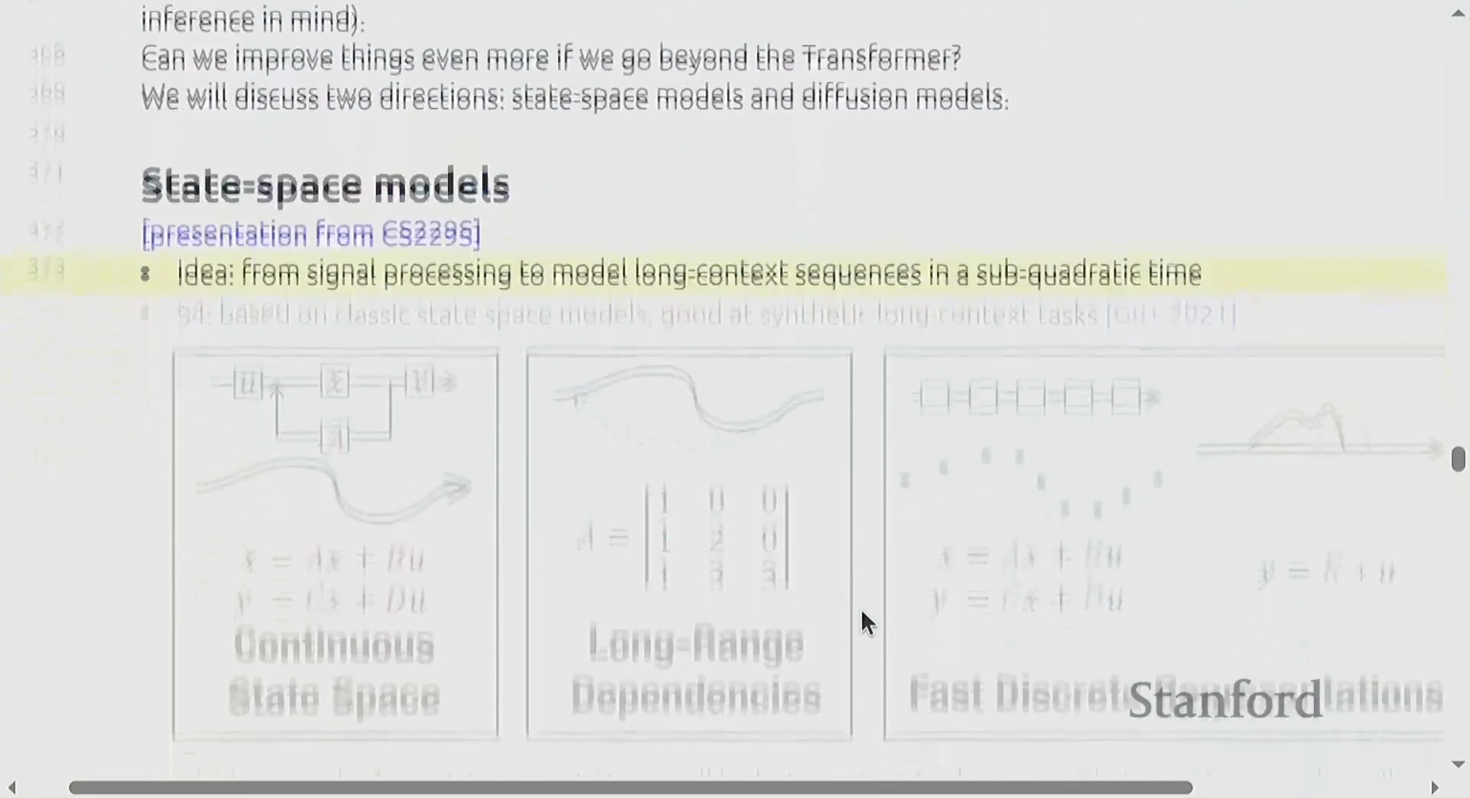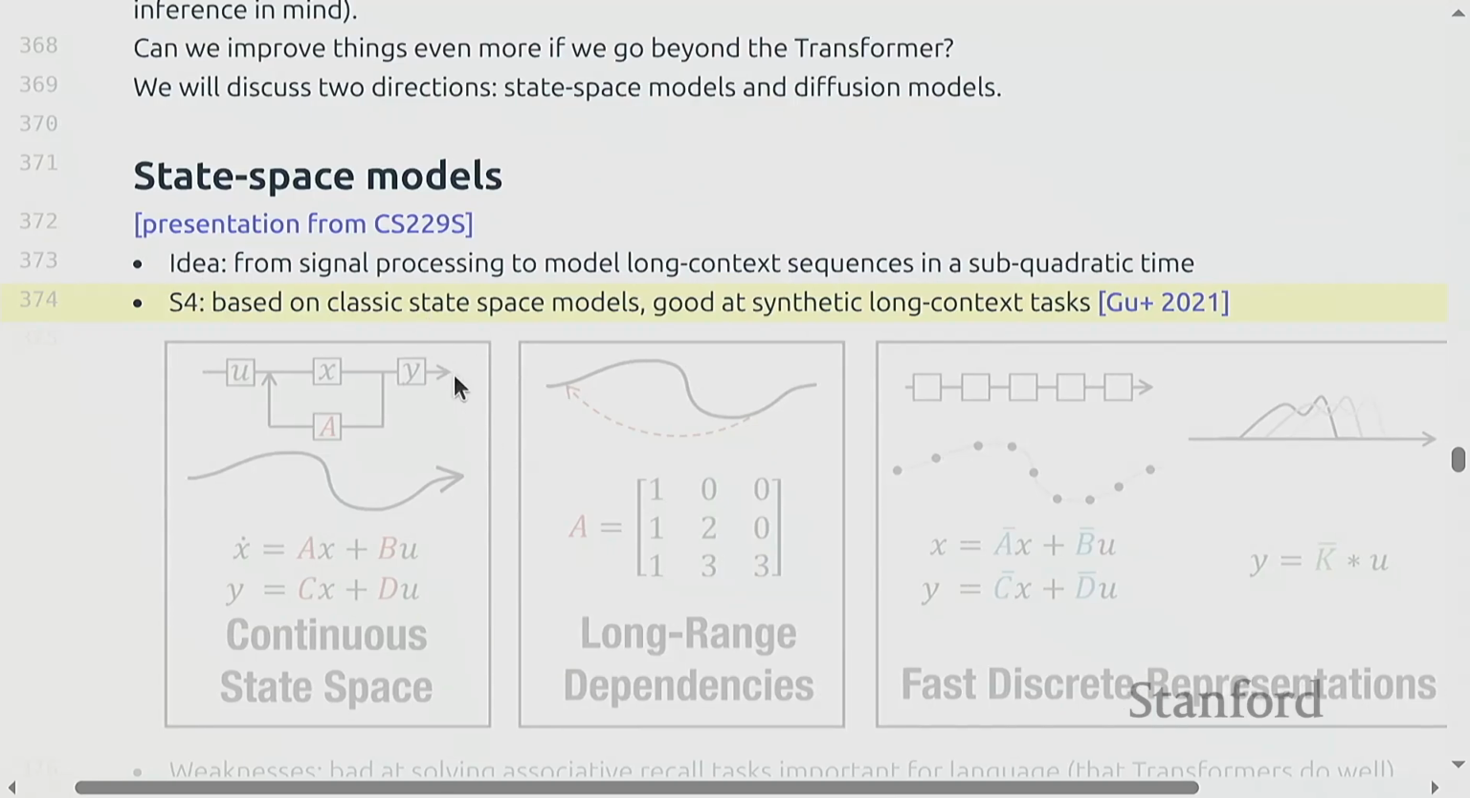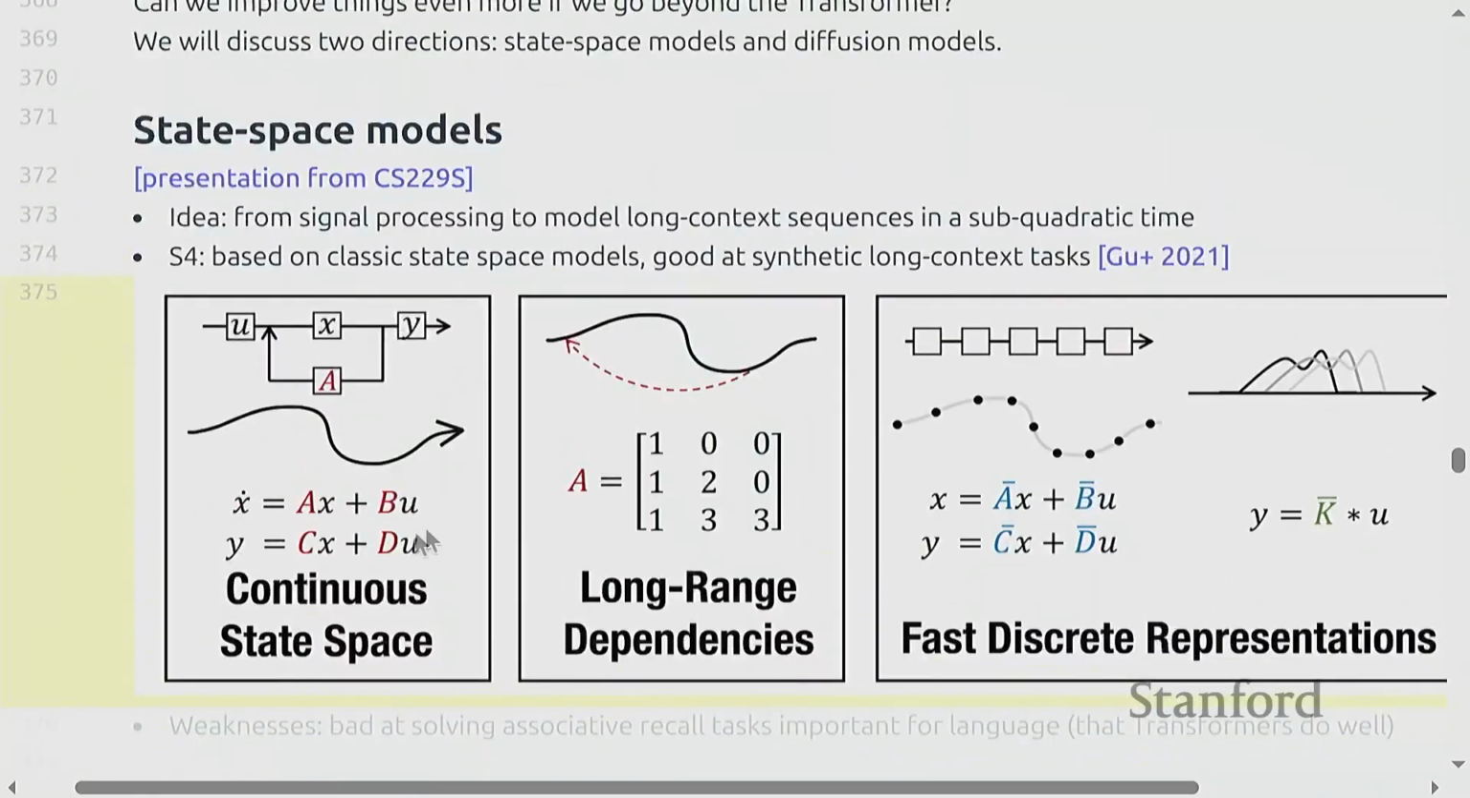The idea of state space models is drawing ideas from signal processing and control theory. Initially, the motivation was trying to model long context sequences without suffering the n squared blowup. So it wasn't necessarily about inference speed, but it turns out if you solve that problem, you get faster inference too. There's an early paper on S4, which uses classical state space models, which are basically linear dynamical systems, used to model long context, sort of shoehorning them into a modern neural setup.